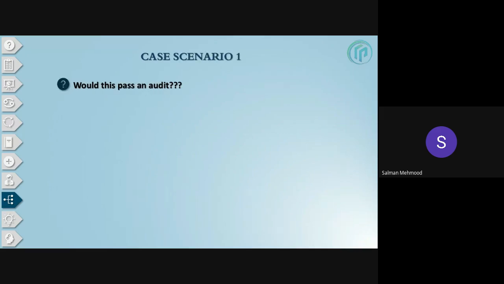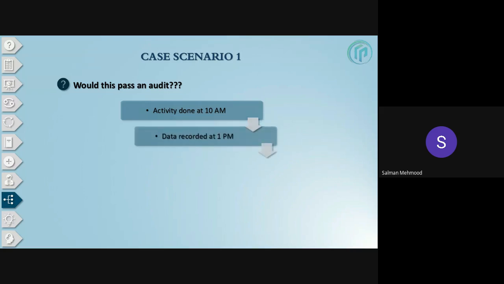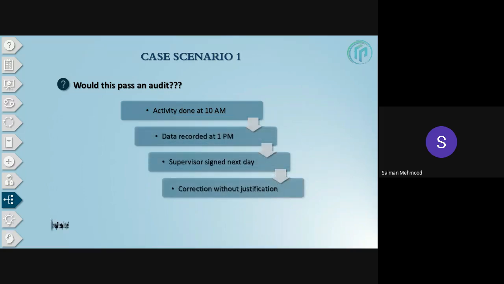Now let's see some case scenarios. An activity is performed at 10 a.m. in the morning, but data is recorded at 1 p.m., the supervisor signed the next day, and there was a correction without justification. How many GDP issues do you find in this case? Can anyone tell?